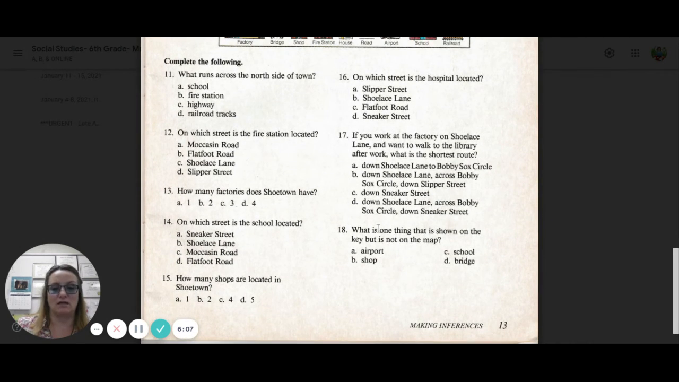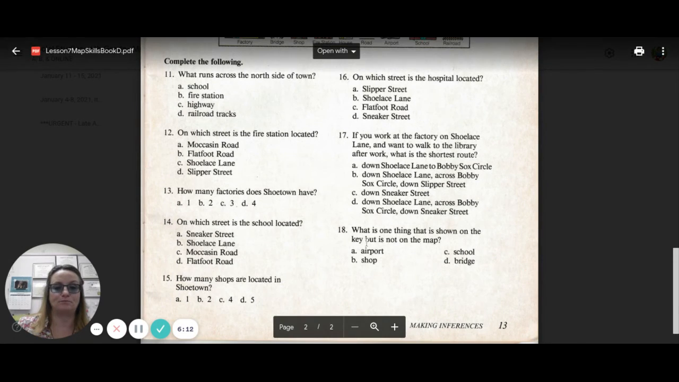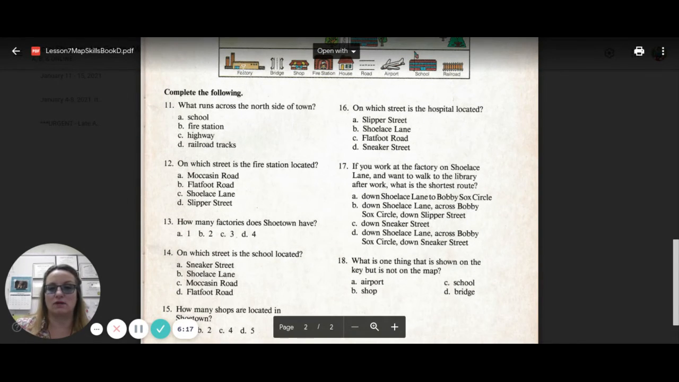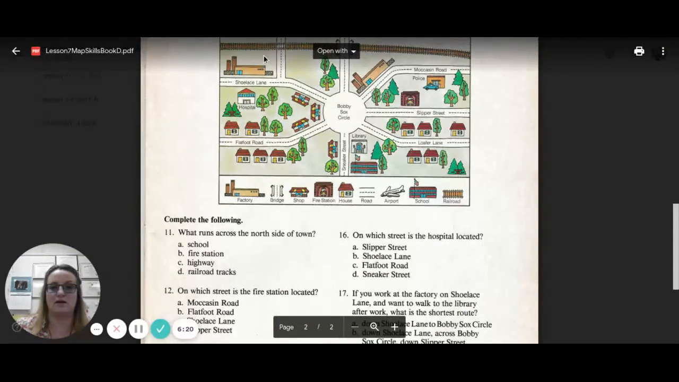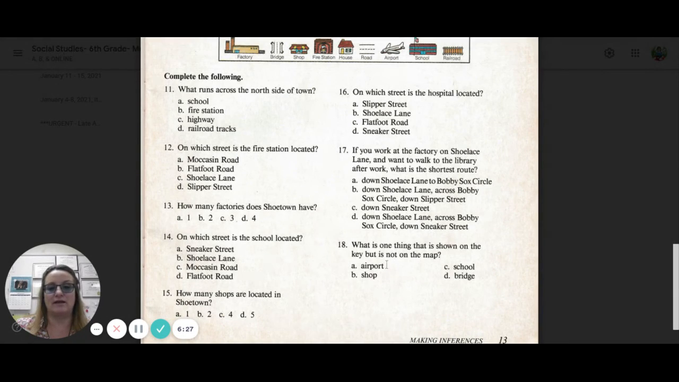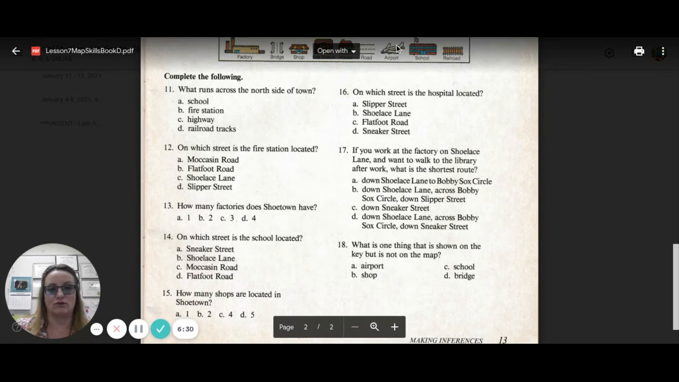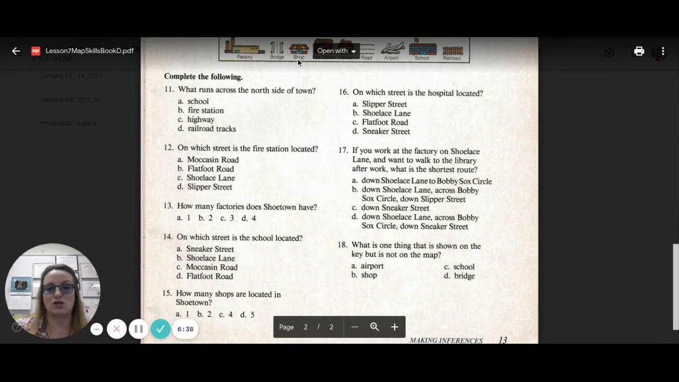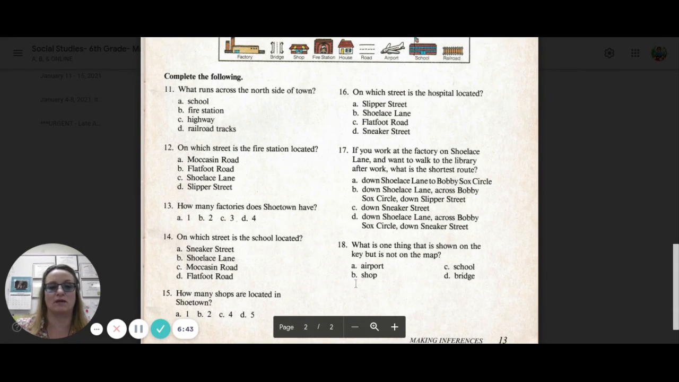And then last but not least, it says, what is one thing that is shown on the map key but is not on the map? So here are all the symbols that you're looking at, and now you're going to look up here in this map and see which one of these is on the key but it's not in the map. It's either A, an airport. So what I do is go look for the plane up here in the map, and if you don't see one, you'll circle A. B, a shop. You'll look, there's the shop, and then see if there's any shops up there in the map. If there's no shops, you'll circle B.